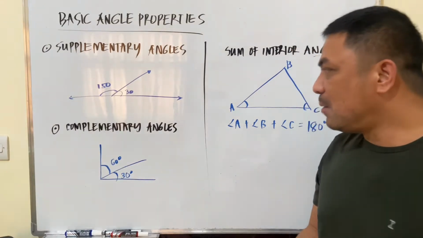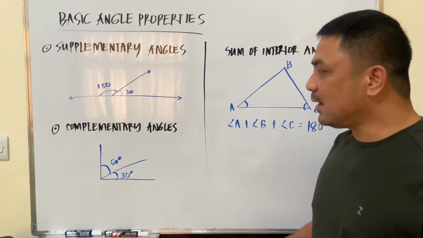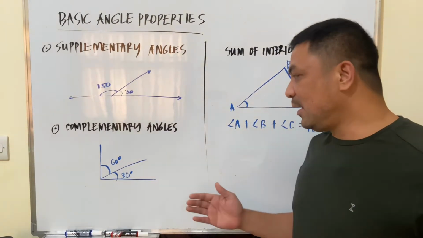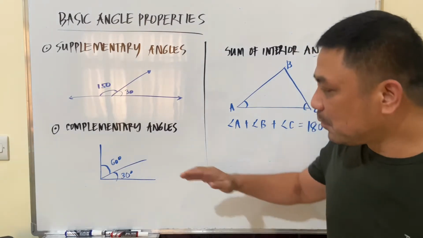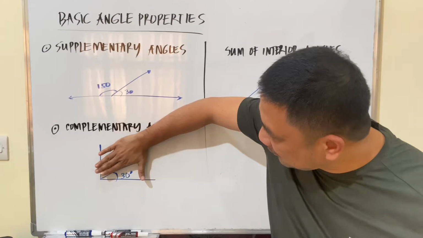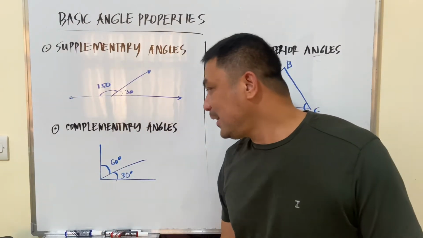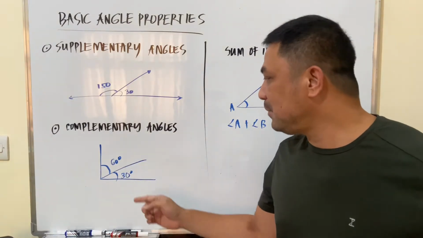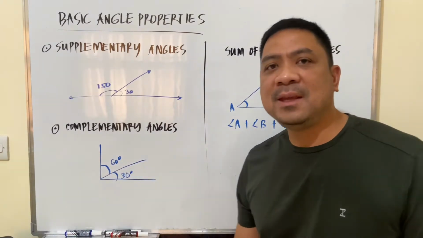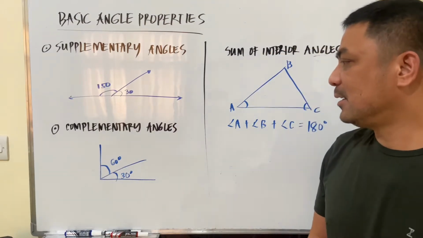The other one is the complementary angle. So what does it mean? In a right triangle, the angles other than the right angle must sum to 90 degrees. Say for example, if I have 30, the other angle should be 90 minus 30, that would be 60. Or if you have 45, the other angle should be 45 also. So that is complementary angles.